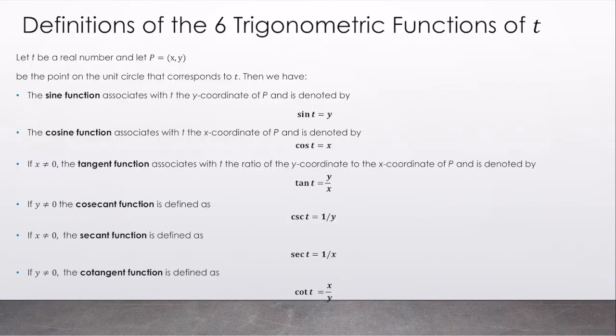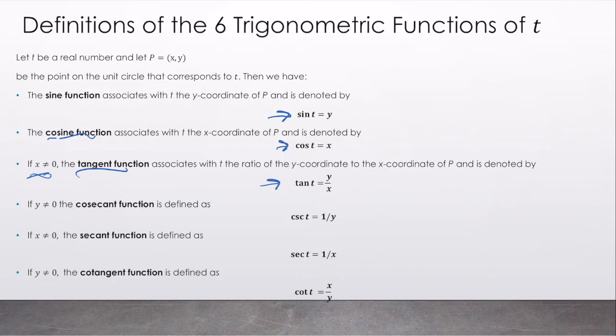The sine function associates our t with the y-coordinate of P and is denoted sine of t equals y. This is the stuff we're going to have to remember. Sine of t is y. Our cosine function, cosine of t, is x. Our tangent function is y over x, and x can't be 0, right? Because then we'll be dividing by 0, which nobody likes in math. We break all of math.